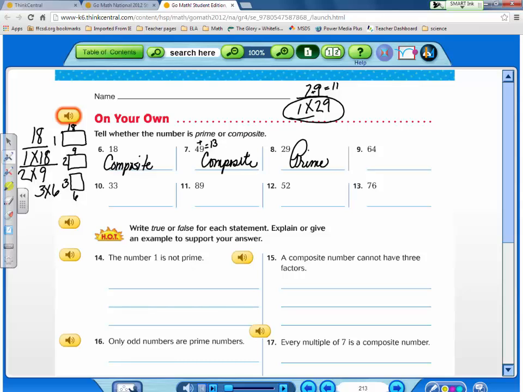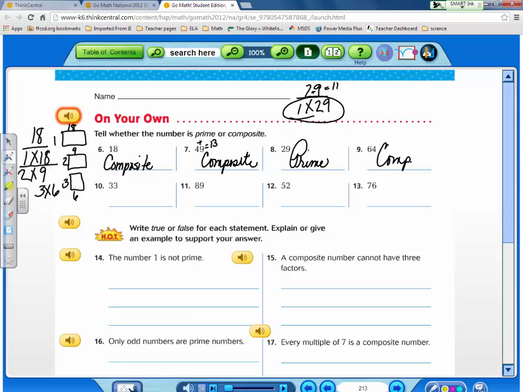64 I know is composite right away because it is an even number greater than 2. So 2 would be a factor. So I could do 1 times 64 and 2 times 32. So right there I have more than one set of factors, so this is composite.